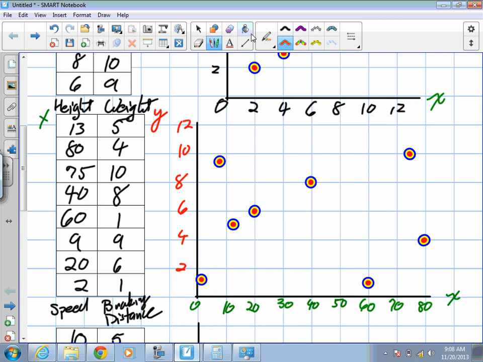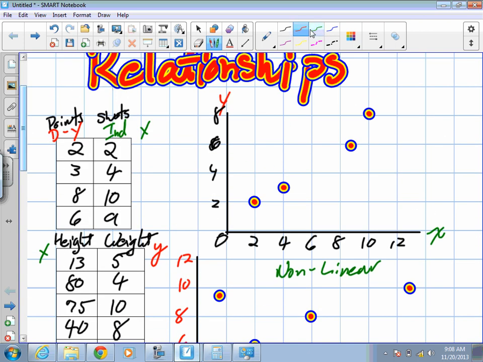Do we have a linear relationship here? No. Do we have any relationship? No, this seems very all over the place. So this would be nonlinear. Okay? We don't know what it is, but we would definitely call it non-linear, this relationship. This one, we're going to just say not enough info.